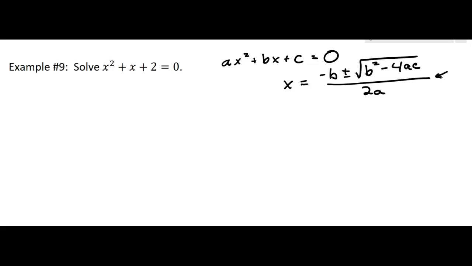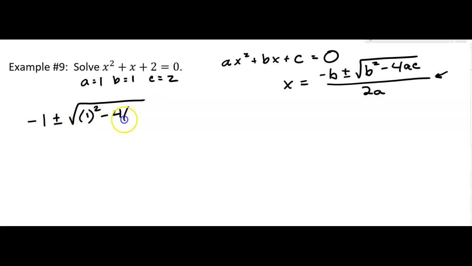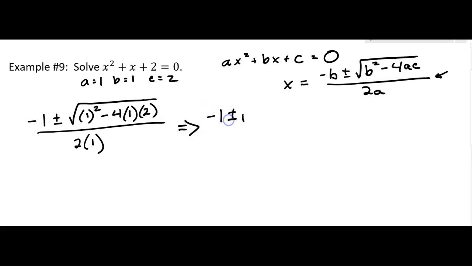Okay, so in this case, a is 1, b is 1, and c is 2. So we'll plug it in the formula. The opposite of b plus or minus the square root of b squared minus 4 times a times c. And I think I know what's going to happen here. Okay, all over 2 times a. And then what do we get? Well, we get negative 1 plus or minus the square root of 1 minus 8 over 2.